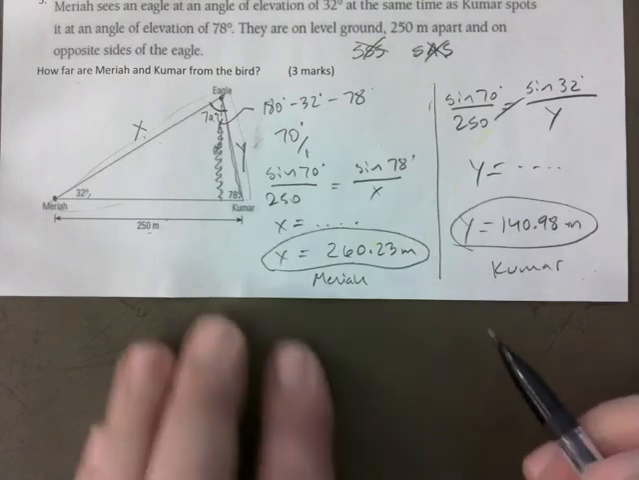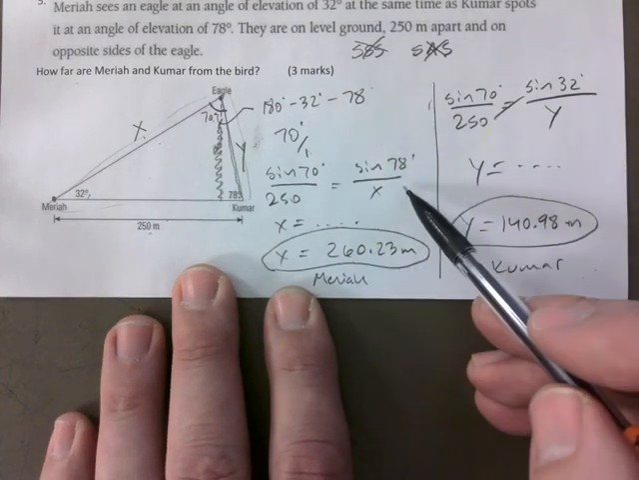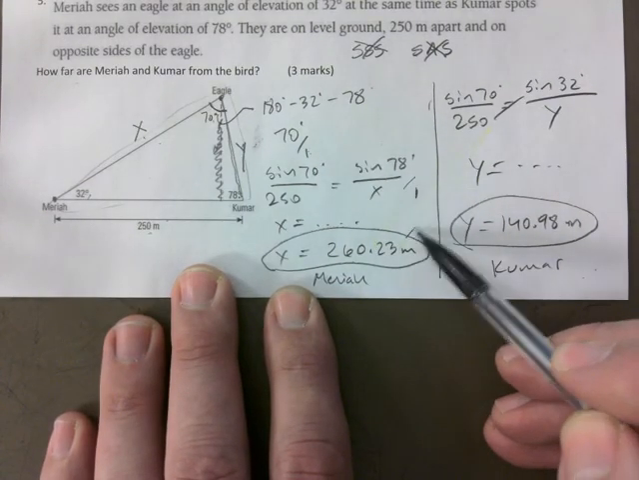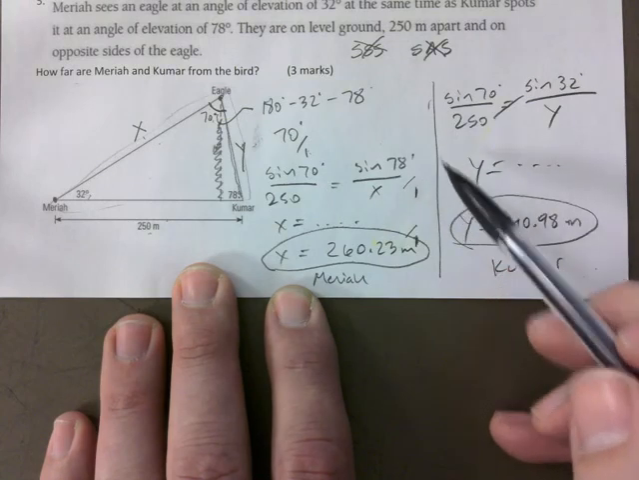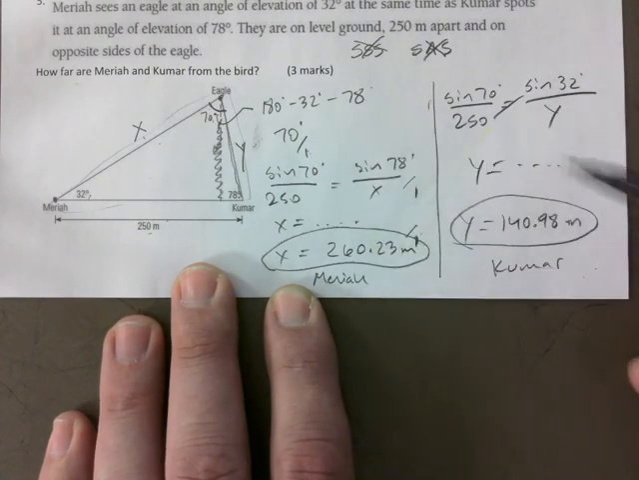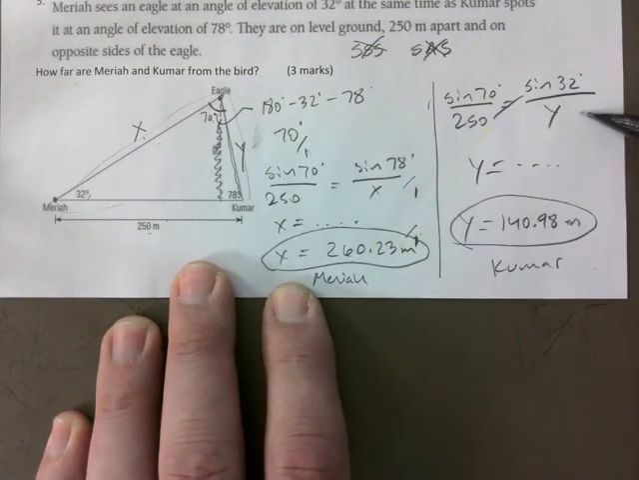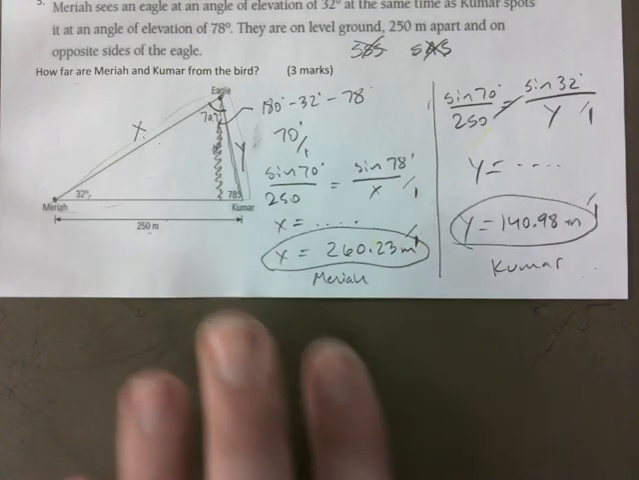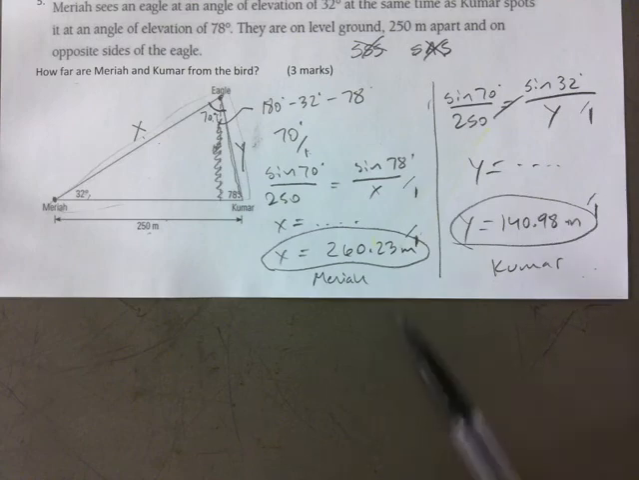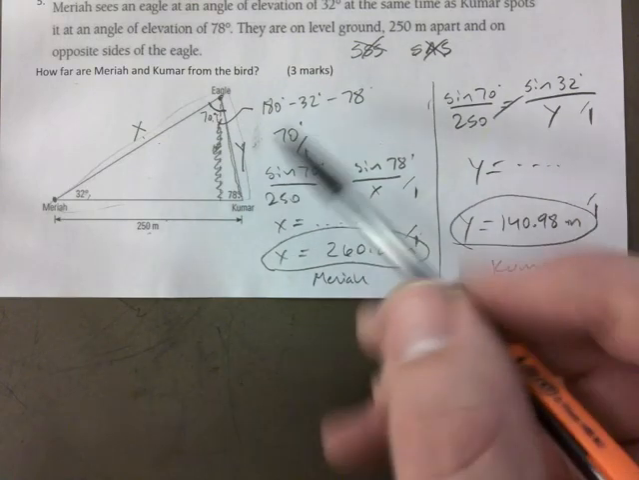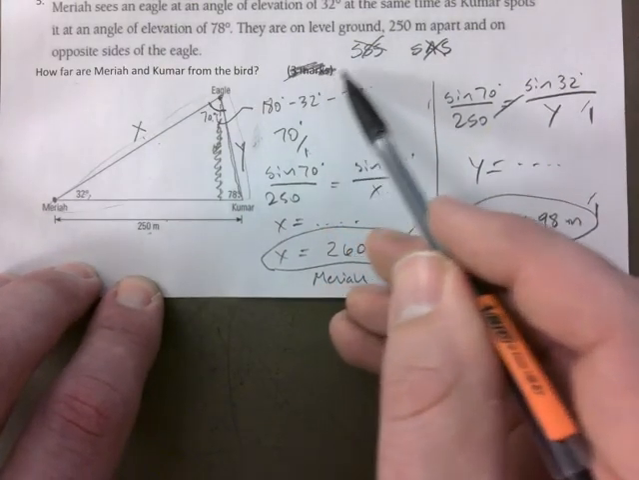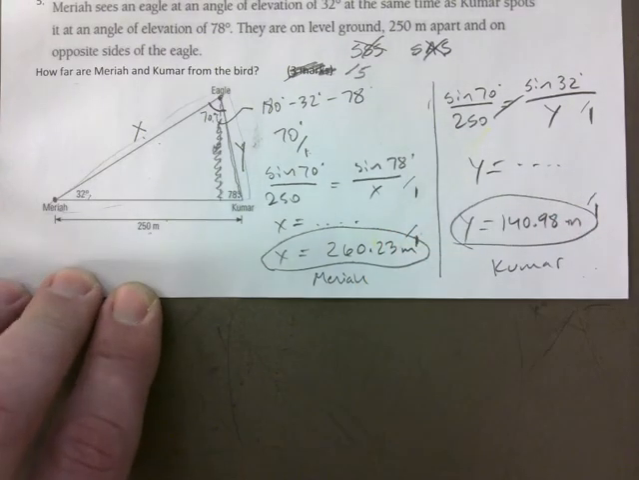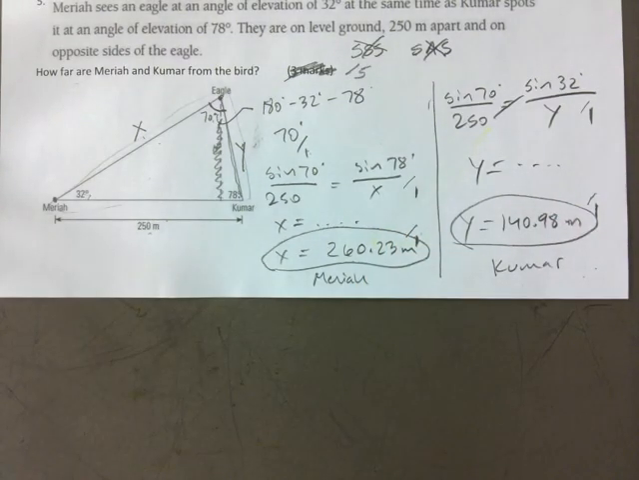Okay. Marks. How would I mark this? One there, one for using sine law, and one for the answer. So 2 and 3. And then to find Kumar, it's one for the setup and one for the final answer. So this whole thing is 1, 2, 3, 4, 5, not 3. It's out of 5, not 3. Okay.